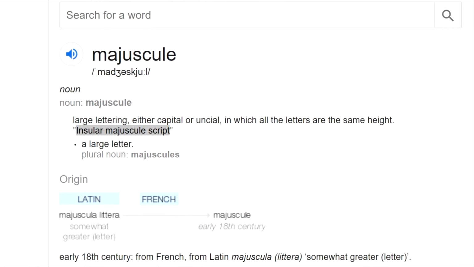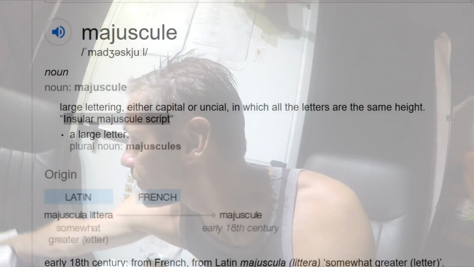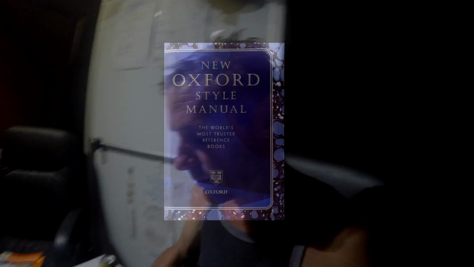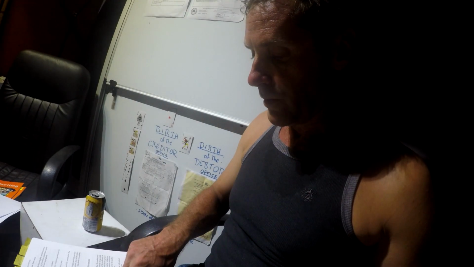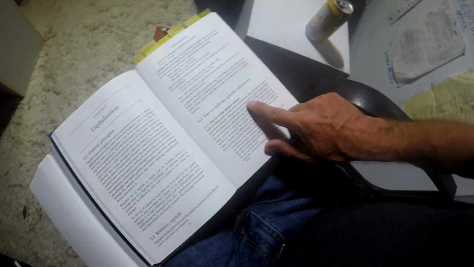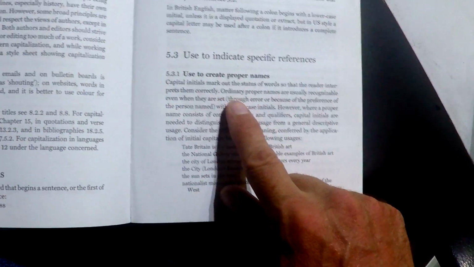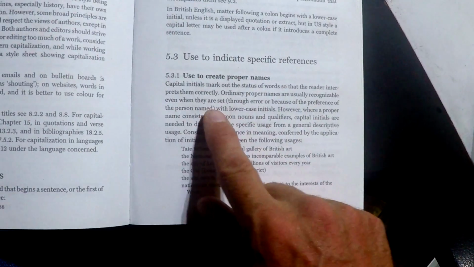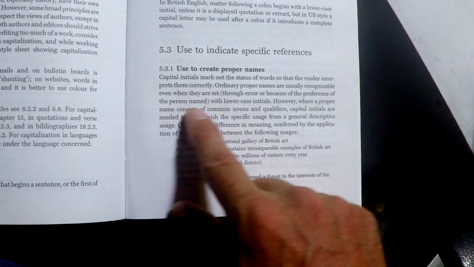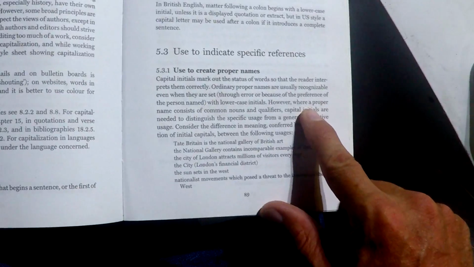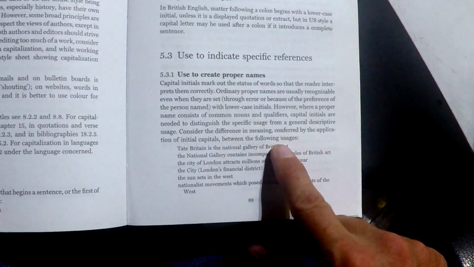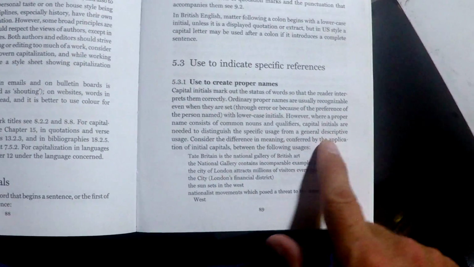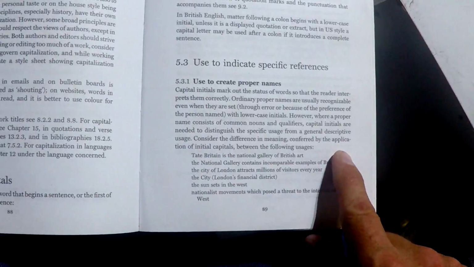Guys, now even if we go as far as going into the Oxford Styles Manual, which we spoke of, 5.3.1, page 89: capital initials mark out the status of the words so that the reader interprets them correctly. Ordinary proper names are usually recognisable when they are set through error or because of the preference of the person named with lowercase initials. However, where a proper name consists of a common noun and qualifiers, capital initials are needed to distinguish the specific usage from a general descriptive usage. Consider the difference between the meaning conferred by application of initial capitals and the following. And there's some examples there.